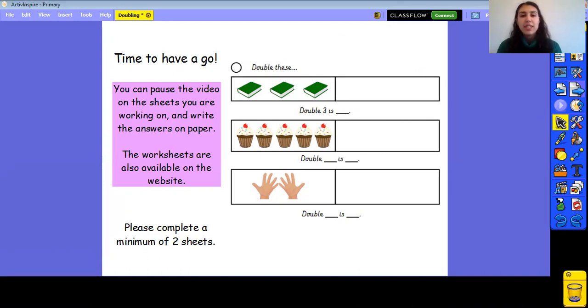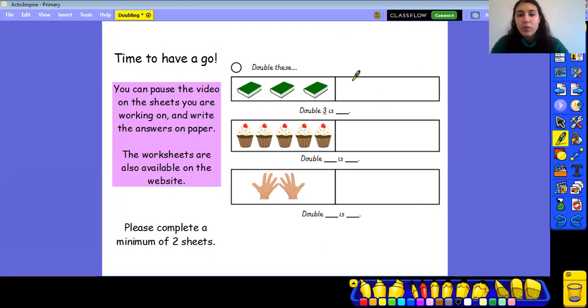So the circle sheet is an opportunity for you to double your numbers. So double these. I've got 3 books here. If I'm doubling it, that means I've also got 3 books here. So now double 3 is the same as, what do I have altogether? 6. Well done. So double 3 is 6. So fill that in for your circle sheet.